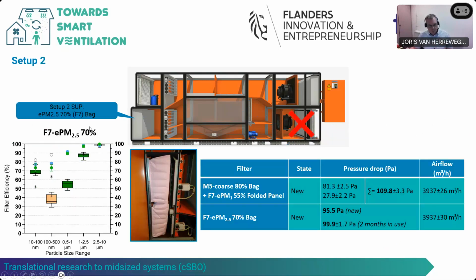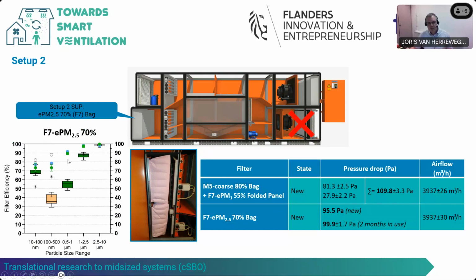In a second setup, we replaced these M5 and F7 filters by one F7 ePM2.5 70% bag filter in front of the ventilation system. And here you see also the results. We did the measurement twice, once at new state and once after 2 months in use. The blue marker is the new measurement at new state. The green marker is after 2 months in use.